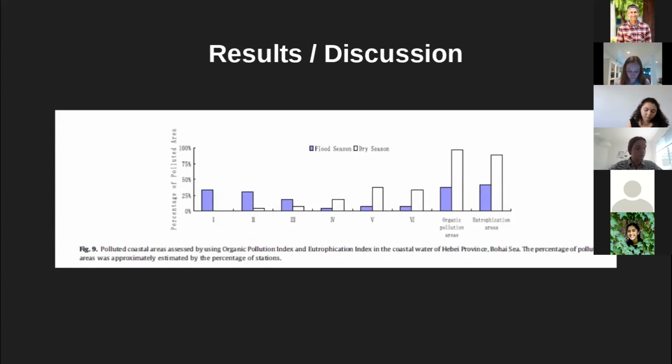So the flood season, which is colored blue, is relatively safe and low in the 25% areas, and in the heavily polluted areas, it's even lower. But compared to the drier seasons, you can see a spike in the heavily polluted areas from 3 to 6. And in addition to that, the organic pollution areas and eutrophication areas have a massive difference between the dry and flood season.